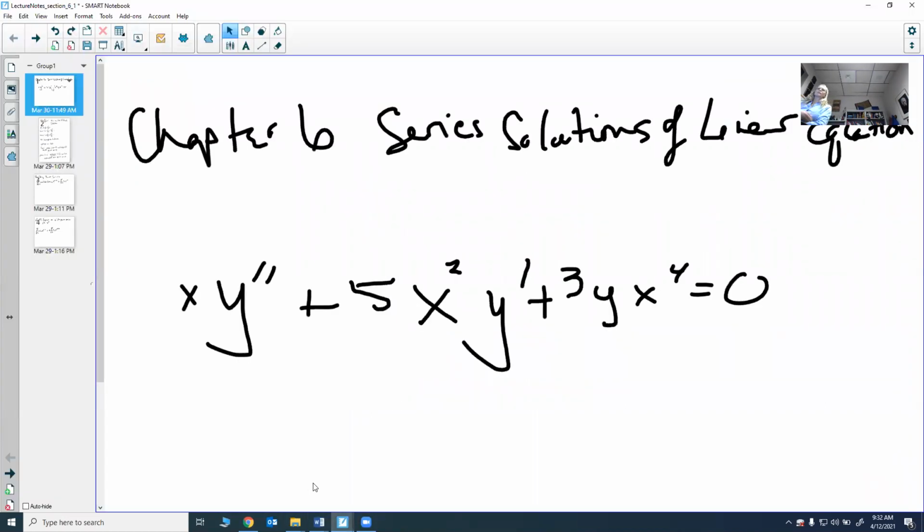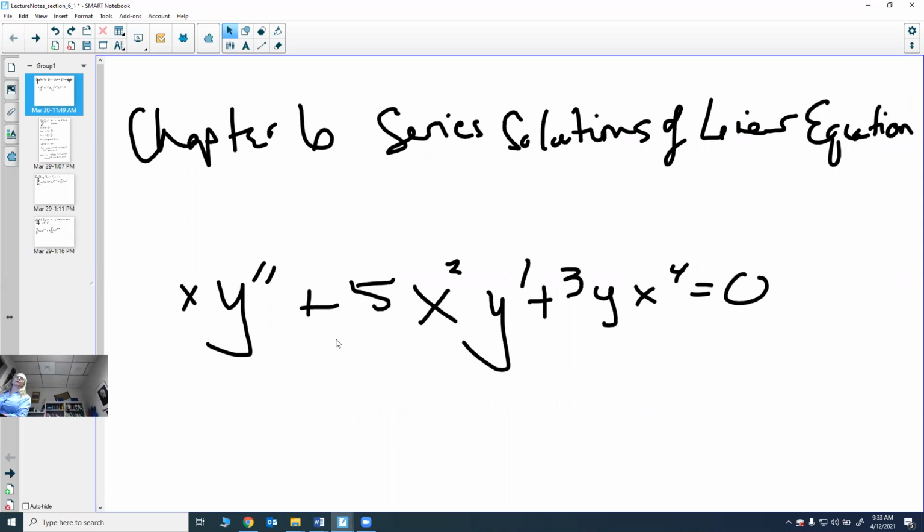So we're now going to talk about how we solve differential equations like x times y double prime plus 5x squared times y prime plus 3y times x to the fourth equals 0, noticing that the coefficients of the derivative terms are not constant as they've been in the past. We want to talk about how we solve this. You can use different methods, but one method we're going to talk about is using series solutions.